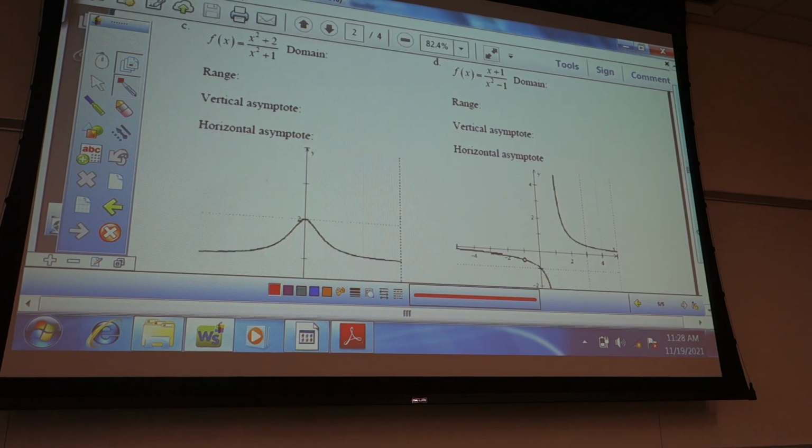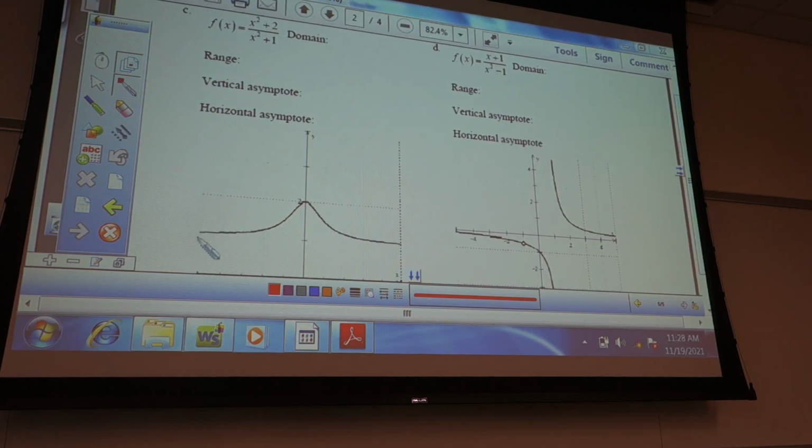This one, interesting. So my domain, as I go along here, there's nothing that x can't be. Does everyone sort of see this? There's no holes or anything where x can't be. So this is all real numbers. This is negative infinity to positive infinity.